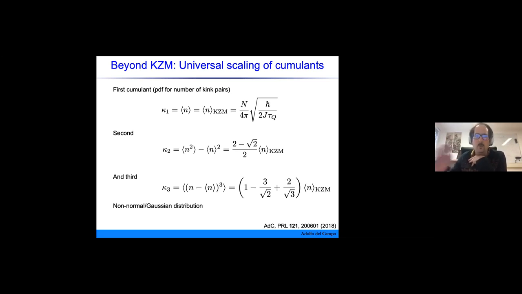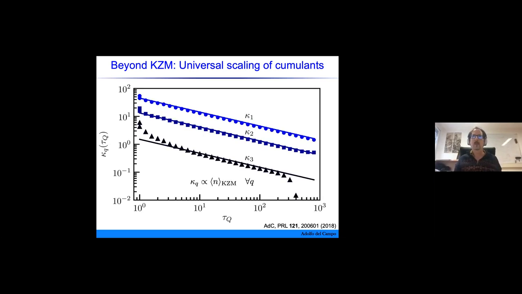Higher order cumulants are all non-zero. You can solve that, and I just put here the third cumulant, which again you see is proportional to the mean with some constant coefficient. So the distribution is not really Gaussian. It's not normal, and there are all these higher order cumulant corrections. Now, to show that all the cumulants scale universally, you can just make a plot. You can compute cumulants explicitly with the equations given and see how they behave as a function of the quench time. We know that the mean decreases, that's the Kibble-Zurek prediction, as a power law with the quench time.